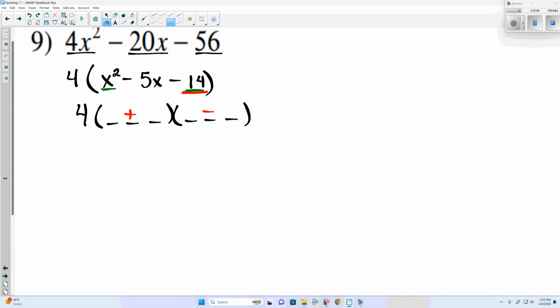Now we're going to look at the factors of the first and third term. Well, our factors of x squared are x and x. That's the only set of factors we have for x squared. Now, luckily for 14, we do have more than one, but not that many. Because we do have 1 and 14, or 2 and 7. We only have 2 sets of factors. Okay. We can put the 7 with the negative and 2 with the plus.